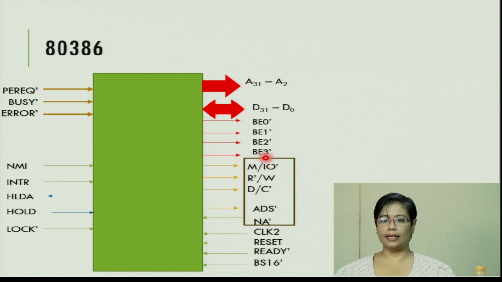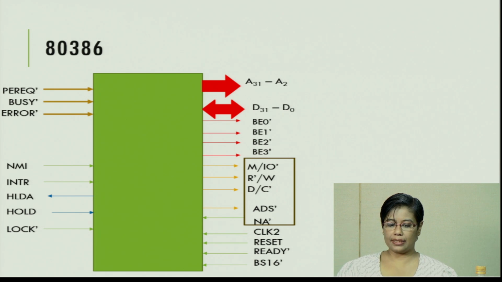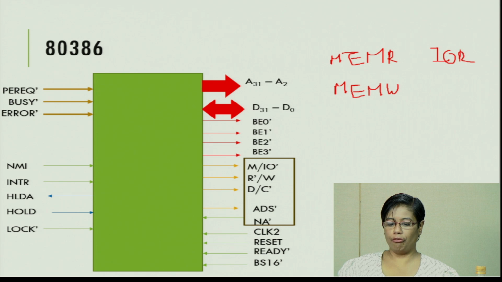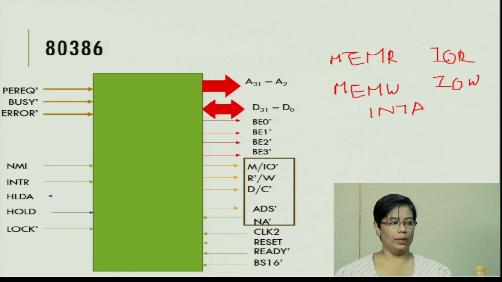Now these three signals are going to be used for generating our main bus cycles. If you remember, the main bus cycles are memory read, where you get the memory and the read signal, memory write, then IO read, and IO write. And the fifth type of machine cycle is interrupt acknowledge. In the interrupt acknowledge bus cycle, the D/C signal will be made low.